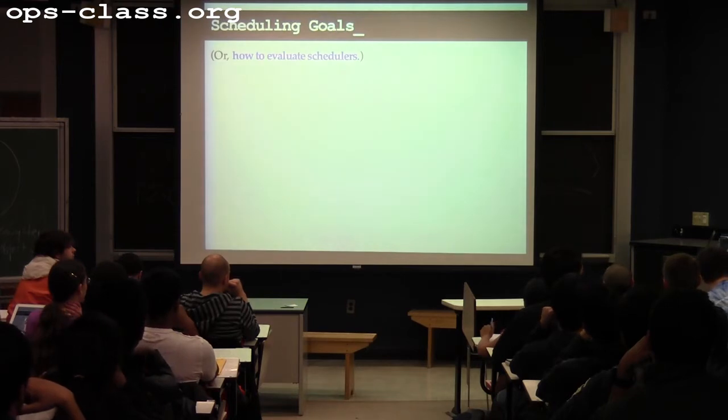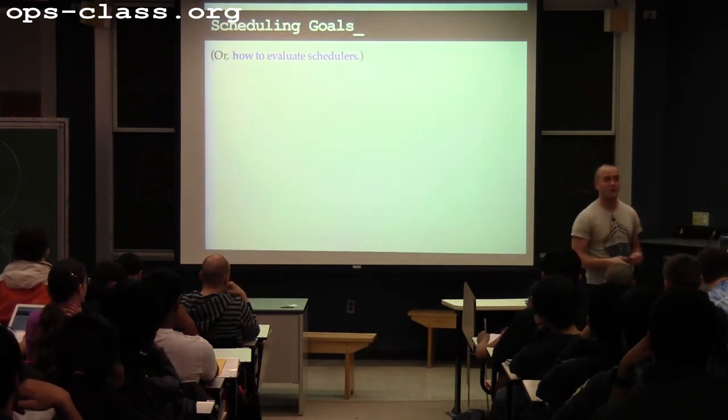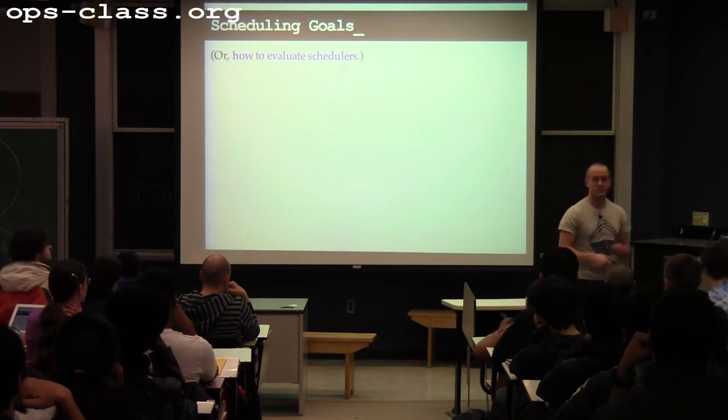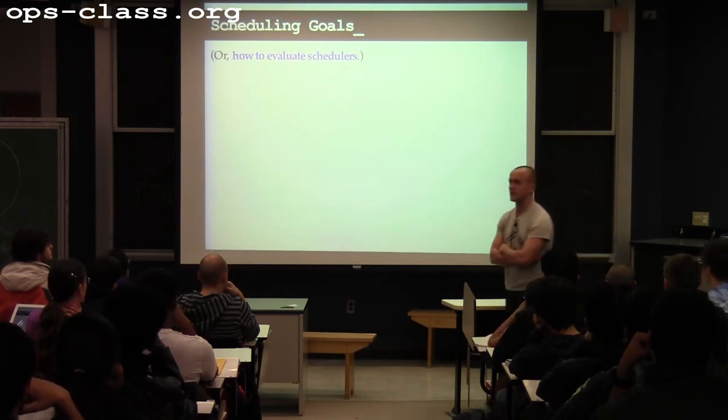All right. So what are some of the goals that we had when we were looking at schedulers? What were some of the competing objectives that schedulers were trying to balance?